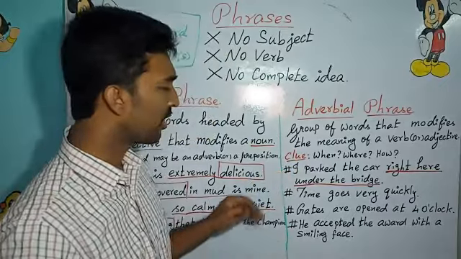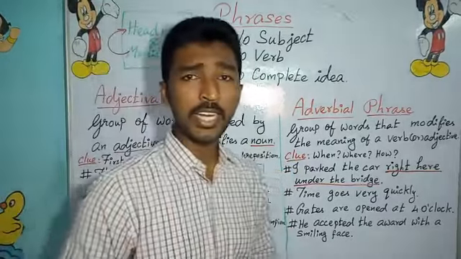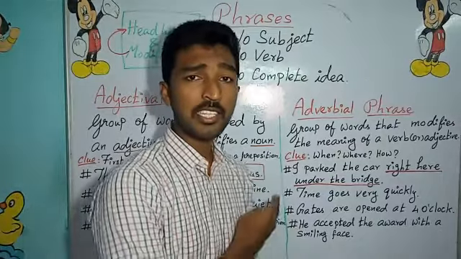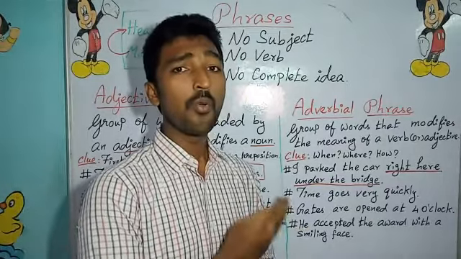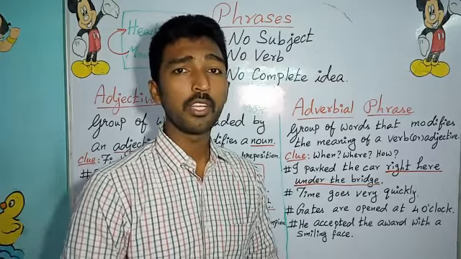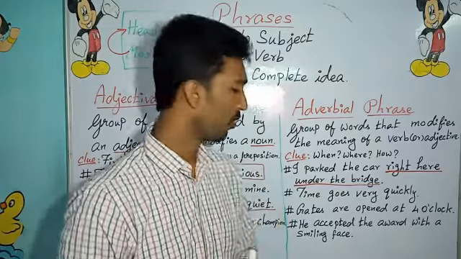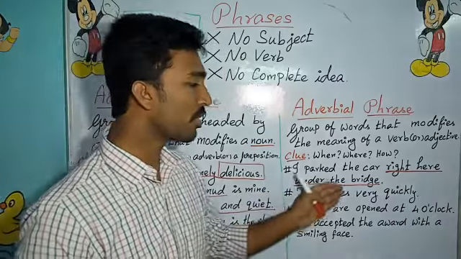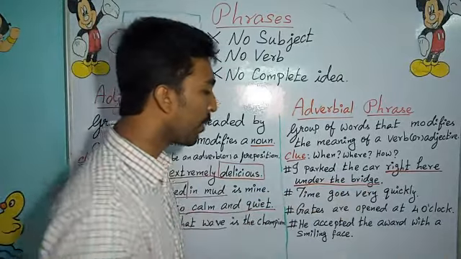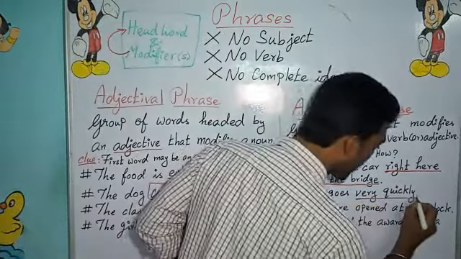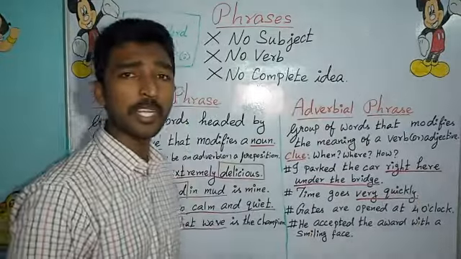And the next one. Time goes very quickly. The sentence is: time goes very quickly. What's the question? How? Time goes very quickly. How does the time go? Very quickly is the adverbial phrase.